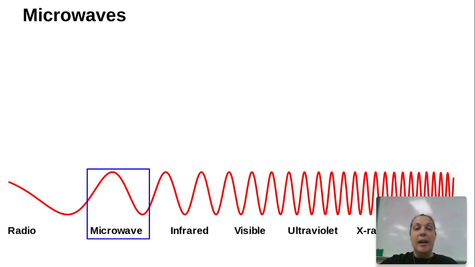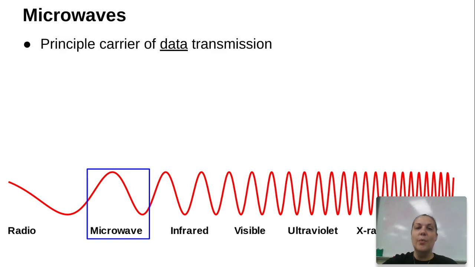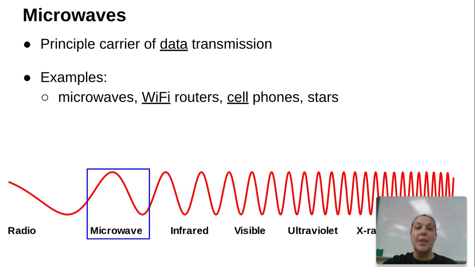The next is microwaves. So we use these mostly to carry data transmission. So what does that mean? Microwaves themselves use microwaves, the box. Wi-Fi routers, cell phones, all use microwaves. Now, we can't see those microwaves going through the air. However, that is how that data is being transmitted. And also stars can release microwaves from their light that's being produced.